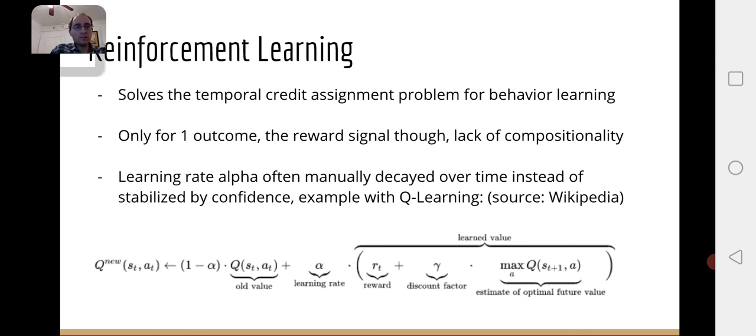maximizes the reward. An issue with, for instance, Q-learning is in practice you need to decay the learning rate alpha manually over time according to some fixed schema. And this is different to NAS, where confidence acts as a way to stabilize a certain hypothesis.